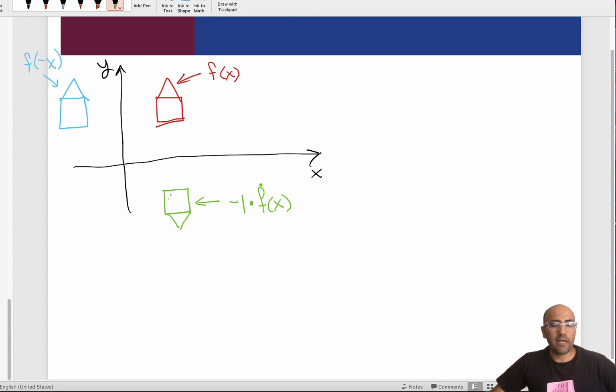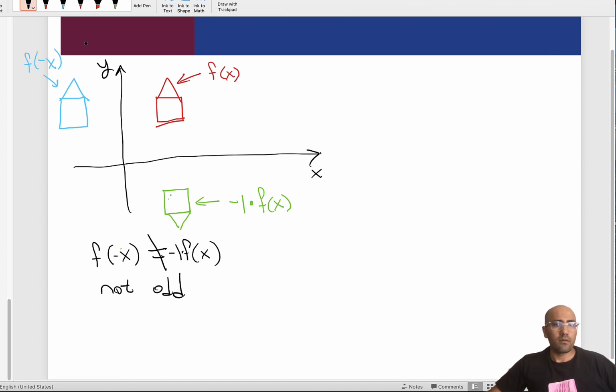So what can I conclude? This picture, f of negative x, definitely does not look like this picture. So I've established that f of negative x does not equal -1 times f of x. So this is not odd. Good.